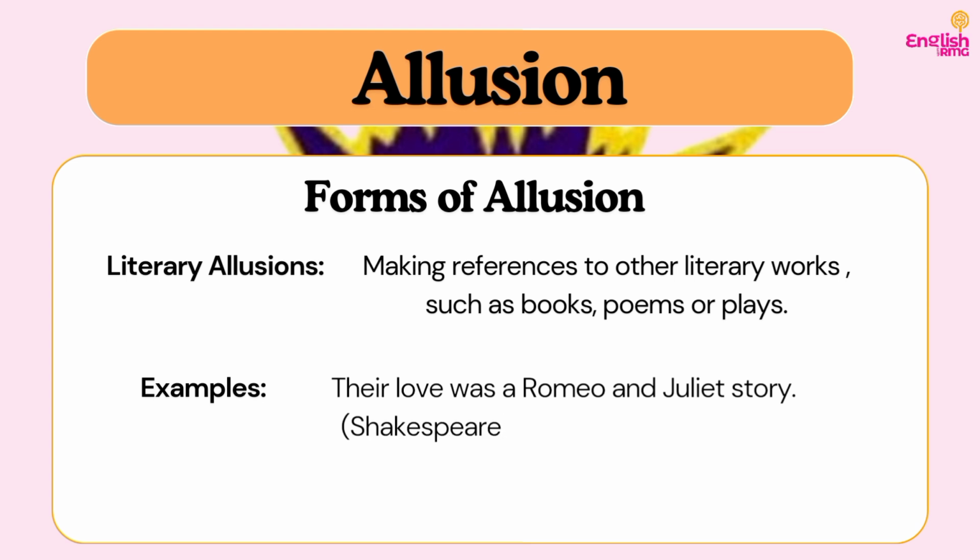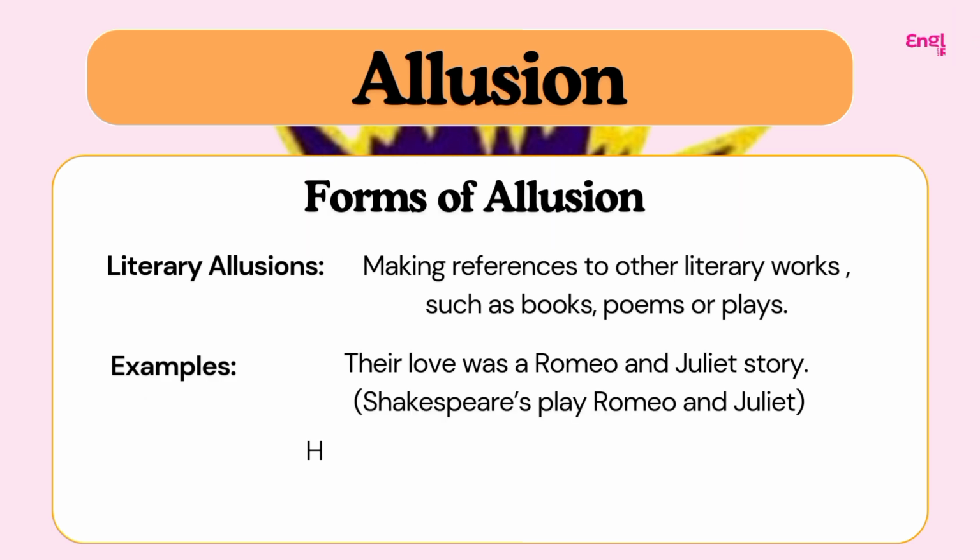So for example, we could have: their love was a Romeo and Juliet story. I don't think there's anybody that doesn't know about Shakespeare's play Romeo and Juliet. So by making reference to this, you are relying on your listeners' knowledge of the Romeo and Juliet story, of how they loved each other so much that they eventually killed each other. Do you understand? So sorry, killed themselves. That's the correct expression. They killed themselves because of the love that they had for each other. Do you understand?